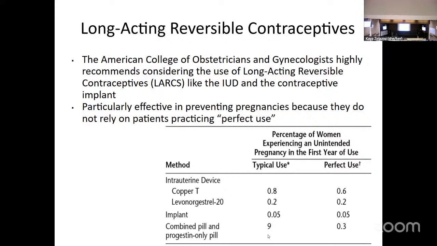With typical use, like what we actually see people doing, you're going to see about 9% of women experiencing an unintended pregnancy, whether that's not taking the pill at the right time every day, whether that's thinking it's going to cover you when you're taking antibiotics, things like that. Versus the perfect use, our theoretical efficacy of that combined pill would be in line with these long-acting contraceptives here.